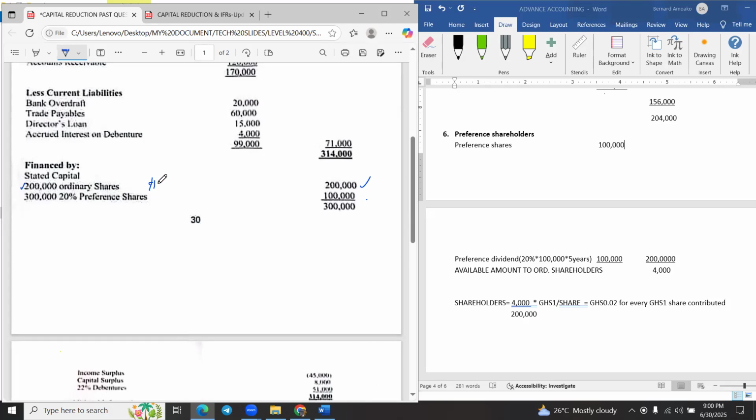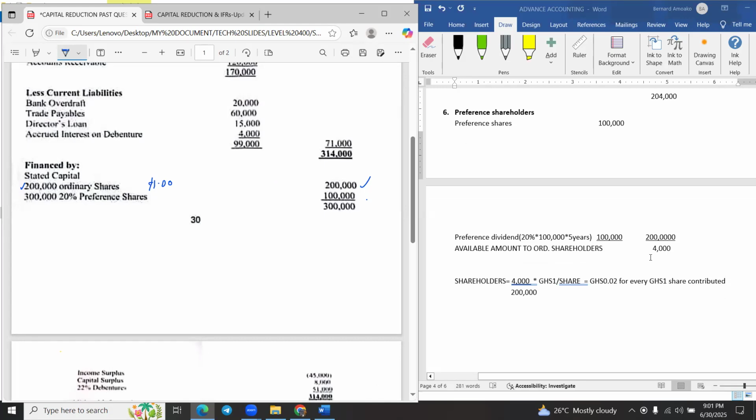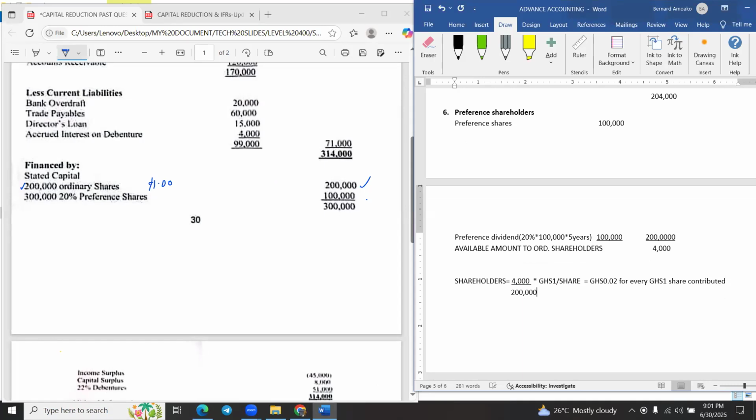That means every shareholder paid 1 cedi. We don't care if it is just one person who bought 5,000 or 10,000. All we know is that every shareholder has paid 1 cedi for every share. Therefore, we have just 4,000 to share among these 200,000 shares. So we need to divide the 4,000 left by the number of shares available, multiply by 1 cedi per share, and we realize that every shareholder is going to be paid 0.02 for every 1 cedi share contributed.